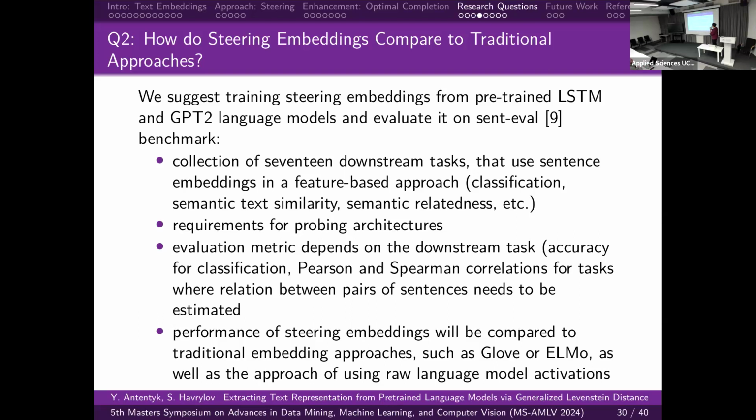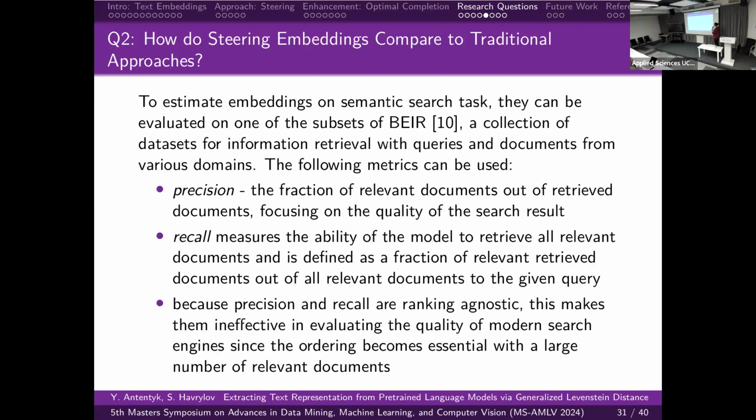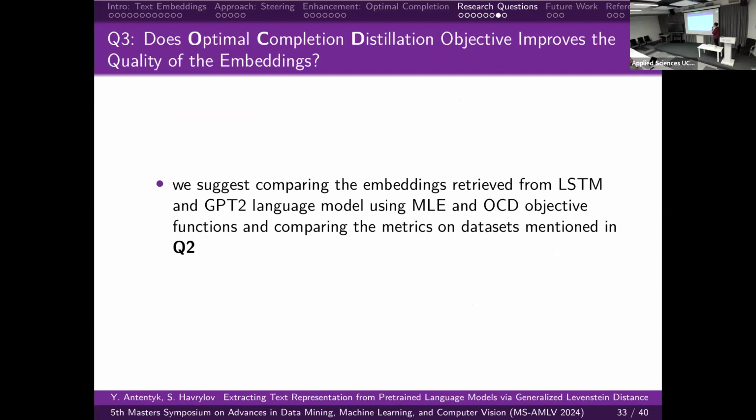We just want to take the sentence evaluation benchmark, run these embeddings on it, and compare it to traditional approaches. Basically, that's all we want to do. And the last question we would like to ask is whether this optimal completion distillation that we suggest as an enhancement enhances the quality of the embeddings or not. So we just take the same benchmark, implement this enhancement, and see whether it helps or not.